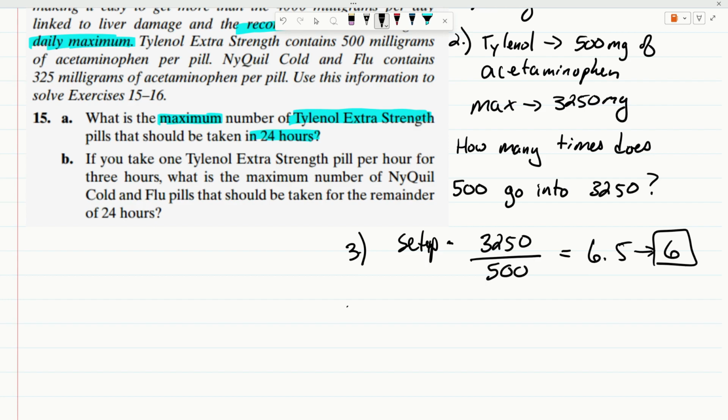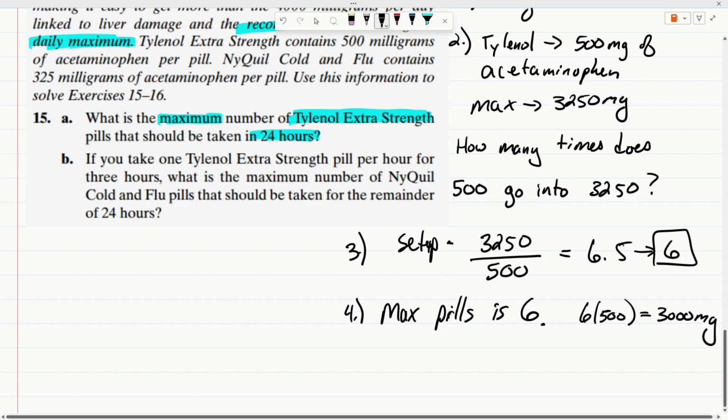So the max that we have is 6. And when you think about that, does it make sense? Well, 6 times 500 is 3,000 milligrams. So that does not exceed the maximum. So of course it makes sense. It's perfect.